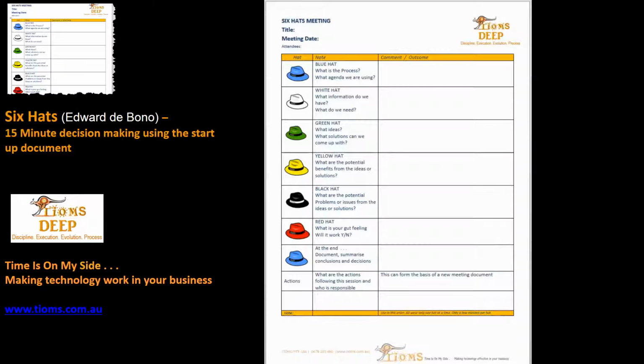Then in the yellow hat, you look at those ideas or solutions to a problem and say, well, what is the value? What's the potential benefits from that? You don't look at anything else. You don't look at issues or problems. You just say, if this were to happen in the way we would like, what would be the value to us? What would be the benefits?